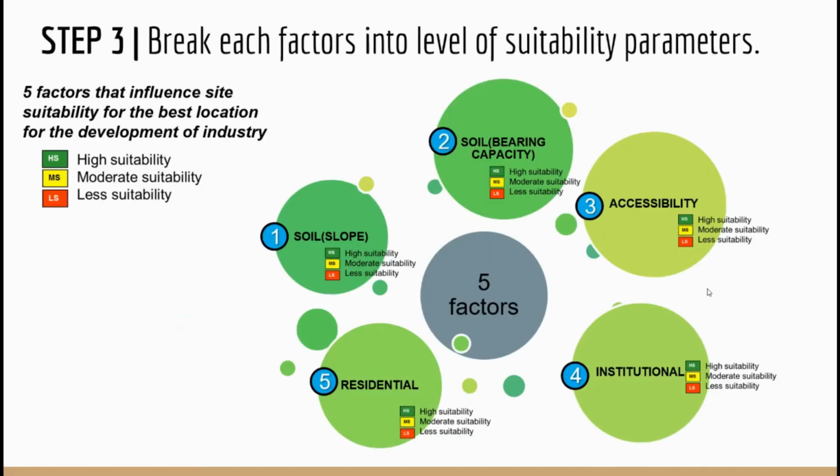Okay, next step is kita kena break each factors into level of suitability parameters. Maksudnya, setiap faktor ini dia ada high suitability, moderate suitability and less suitability. Kita identify dulu, kita breakkan into level of suitability. So, same goes to soil bearing capacity. Dia juga mesti ada high suitability, moderate suitability or less suitability. Sama juga accessibility, institutional and also residential. Okay, 5 factors that influence site suitability for the best location for the development industry.